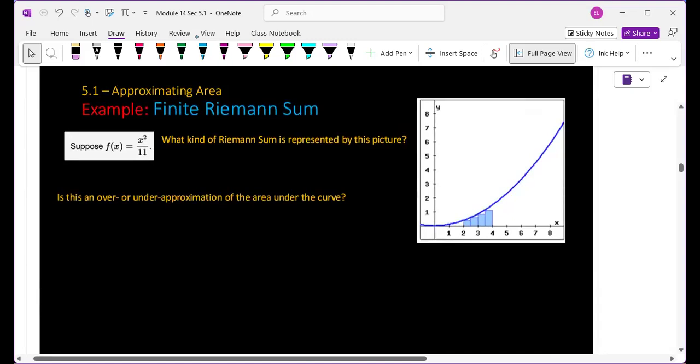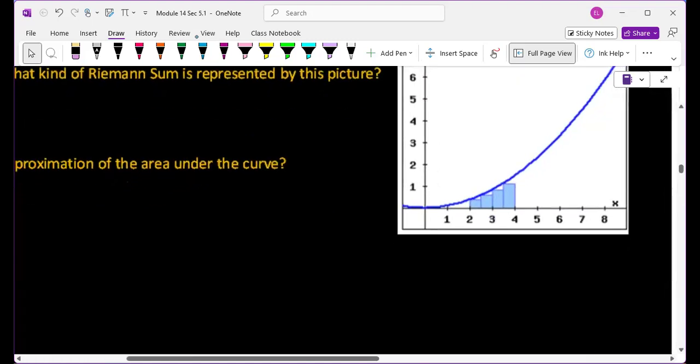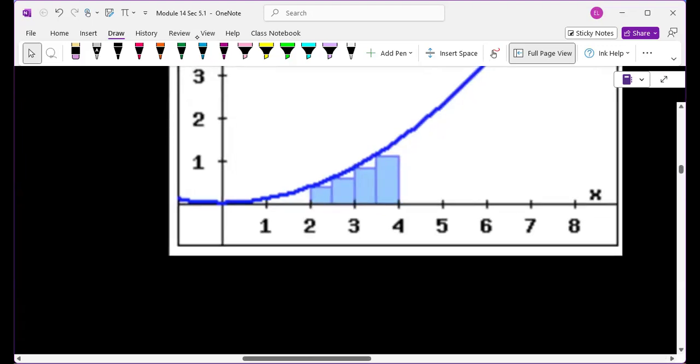So looking at this graph, is this a left endpoint or a right endpoint Riemann sum? When we look at each of the rectangles, the height is the function value of the input on the left. So that's why we know it's a left, because if we really zoom in, which apparently is max zoom.